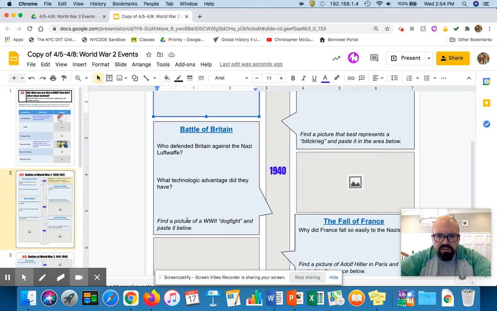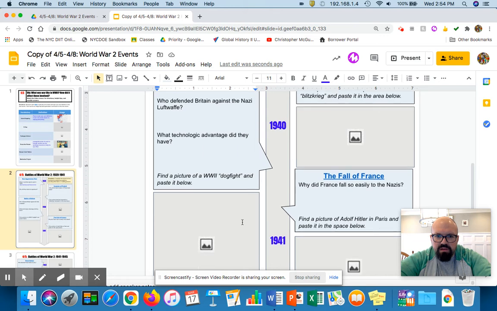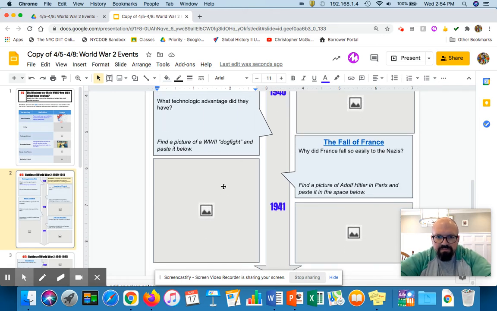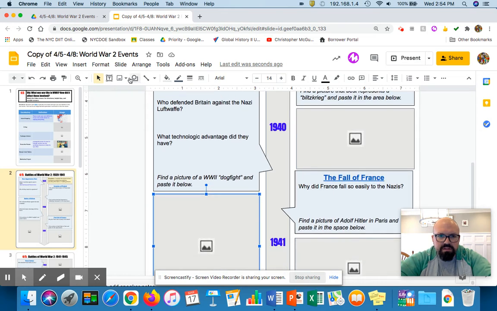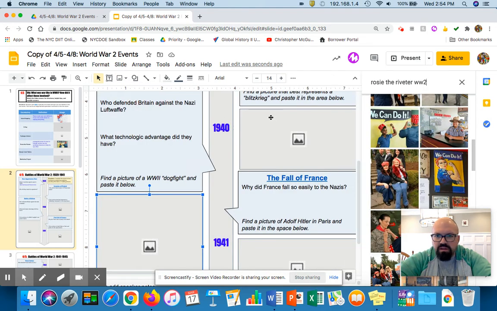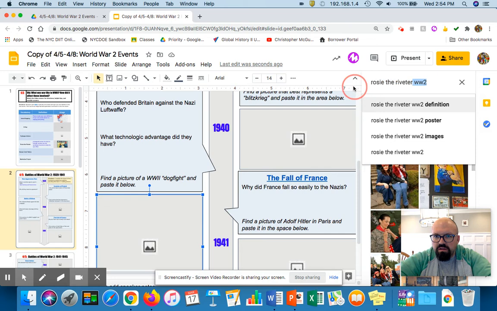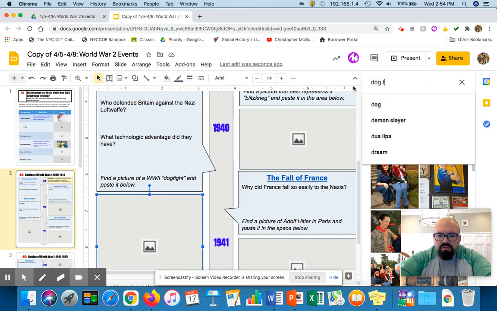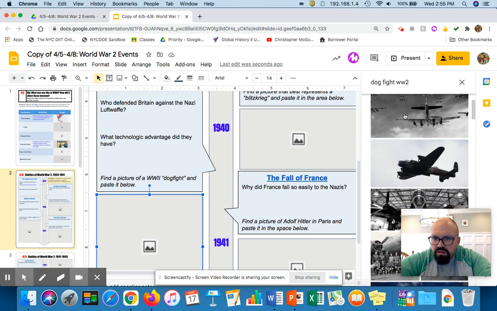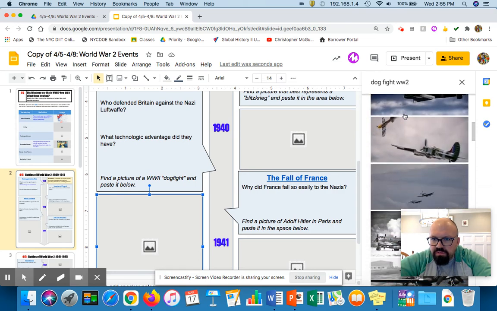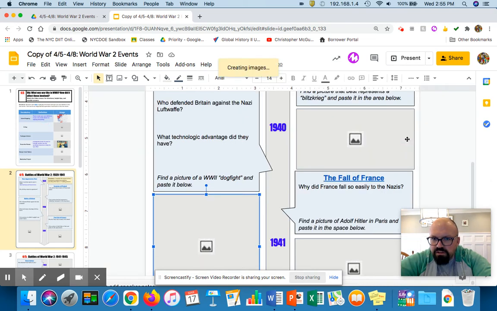And then again, like the same before, find a picture of World War II dogfight and paste it below. Okay, so below, I want to insert an image. Again, dogfight, World War II. And right, this is when 2 planes are attacking each other in the air.